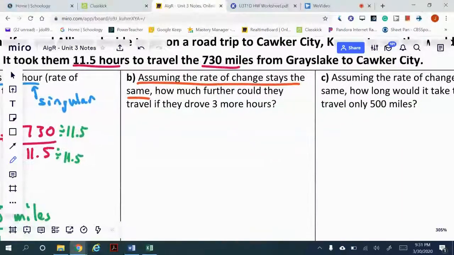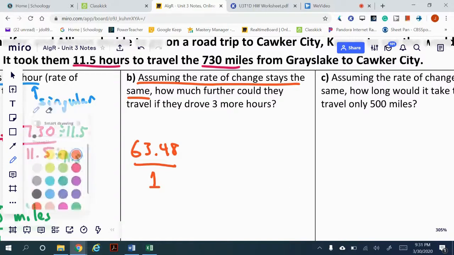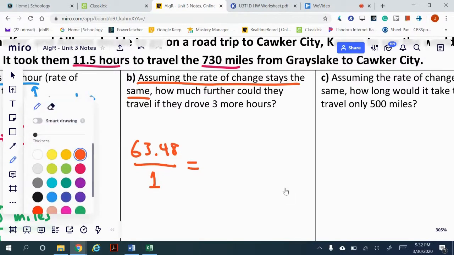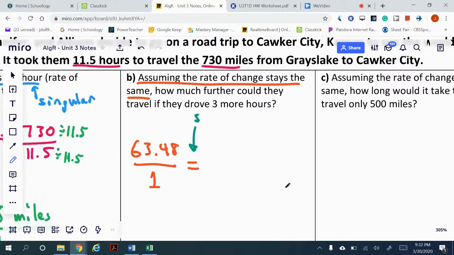The second question says, assuming the rate of change stays the same, meaning assuming that 63.48 over 1 remains the same, how much further could they travel if they drove 3 more hours? So what we're saying is, if this stays the same, now stays the same means equal, right? So if what we had in the past stays the same, let me write that in here, this equal part here is the stays the same. That's where we get that equal sign from.